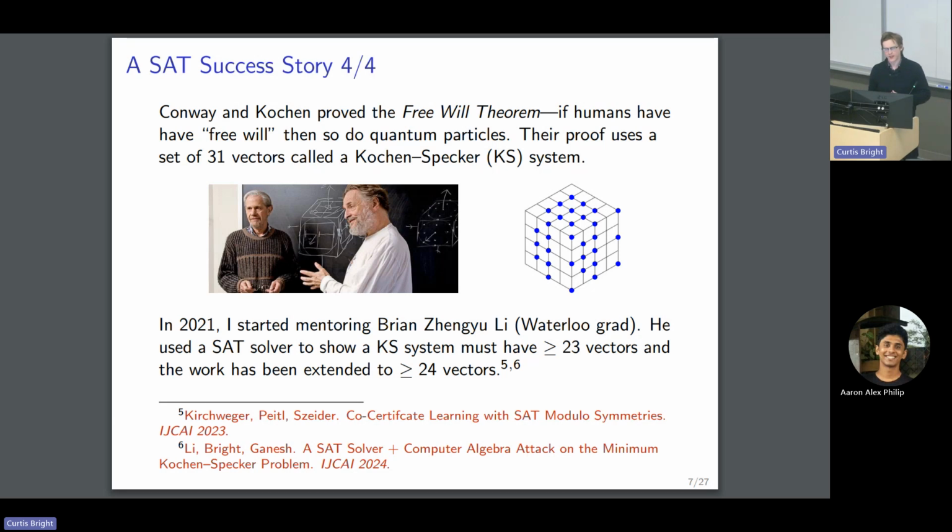Anyway, so the proof uses some principles of quantum mechanics, and it also uses a combinatorial argument, which is what we're interested in here. So on the right, they use this set of 31 vectors in 3-dimensional space.